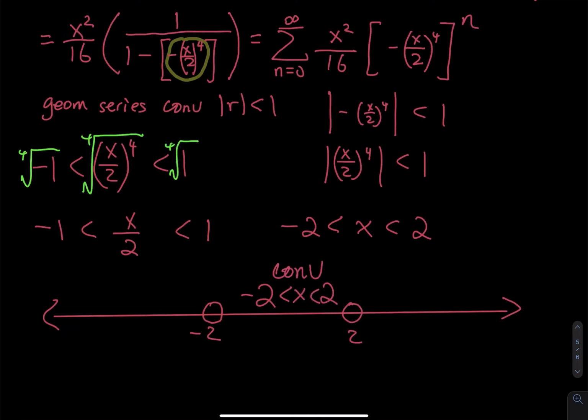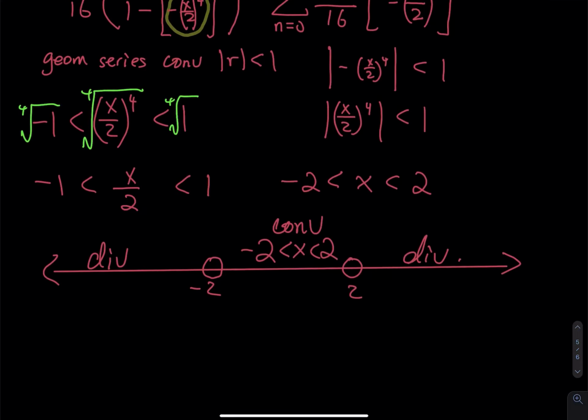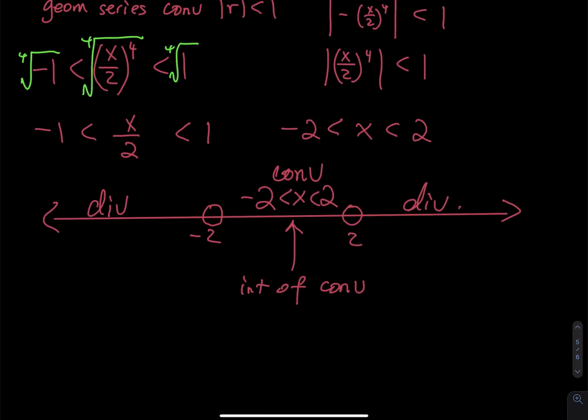And then outside of this interval, the power series diverges. So this is the interval of convergence. And then the radius of convergence, you have a 0 in the middle, right? So the radius is equal to 2. You can either write this, or you write negative 2 comma 2 in parentheses.